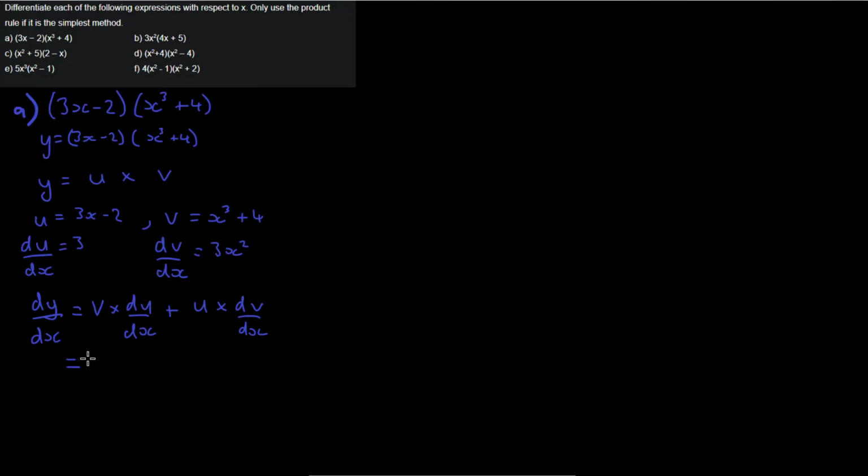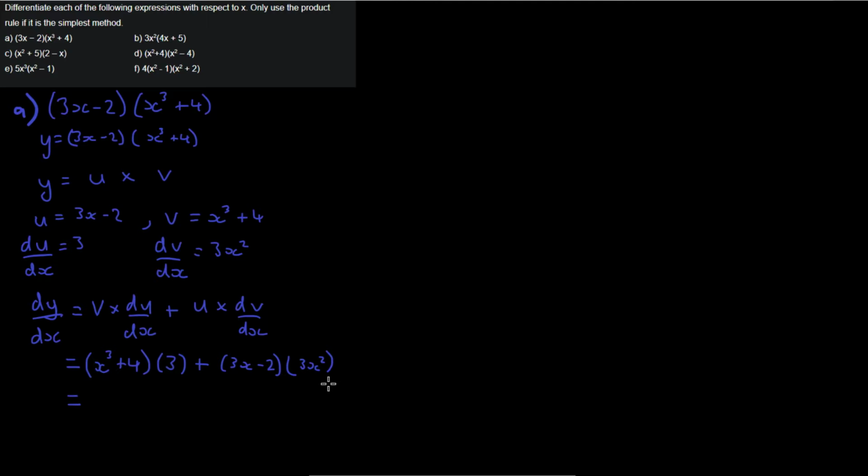So v, let's use brackets whenever we're substituting, always a useful tip. du dx, that's our 3, plus u, that's 3x minus 2, keep that in brackets, and dv dx, 3x squared. The bracket's also really useful if there's any negative signs or minus signs in there. Just helps you keep track of them. So let's see what we can do here.